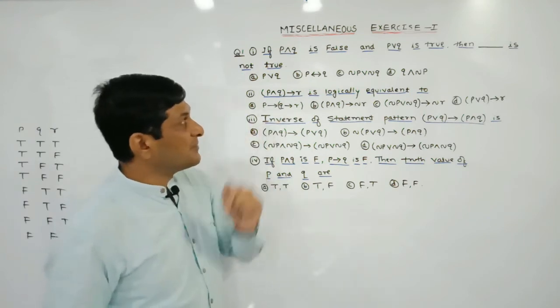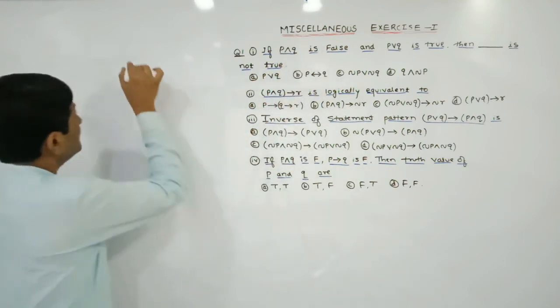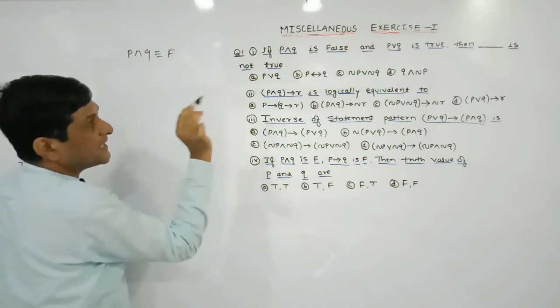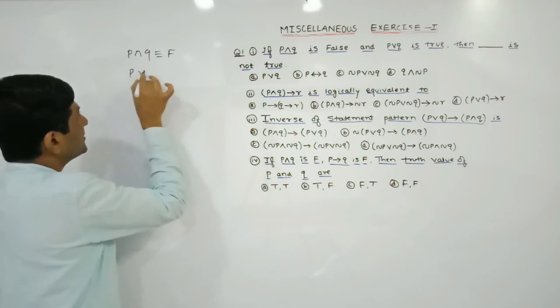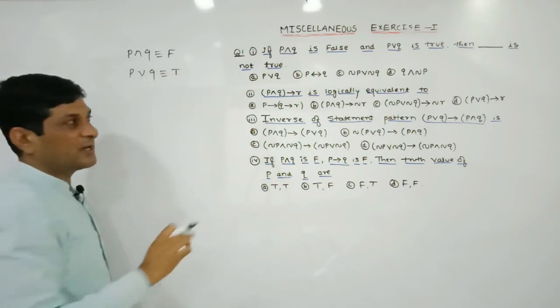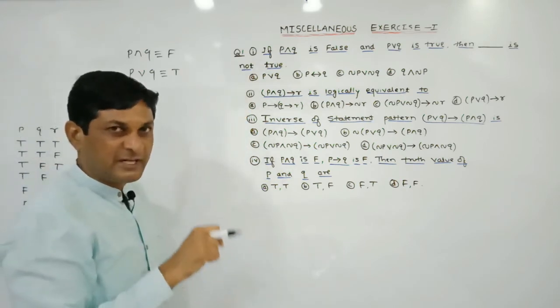So in the first example, observe the given condition. P and Q is false. What is the condition? P and Q is false. And the second condition is P or Q is what? True. Using this we have to check which of the following statements is not true. Not true means what? Which of the following statements is false.